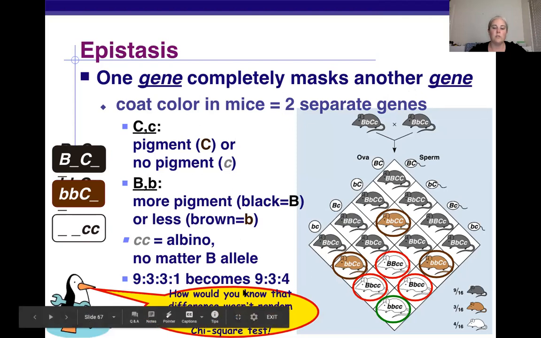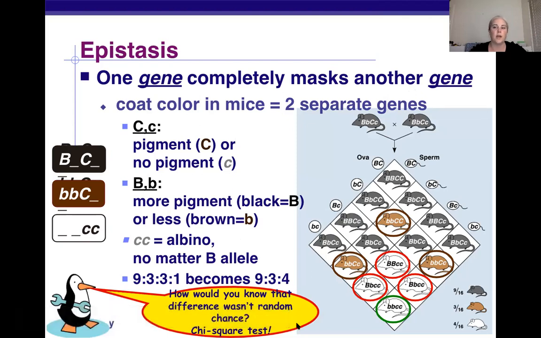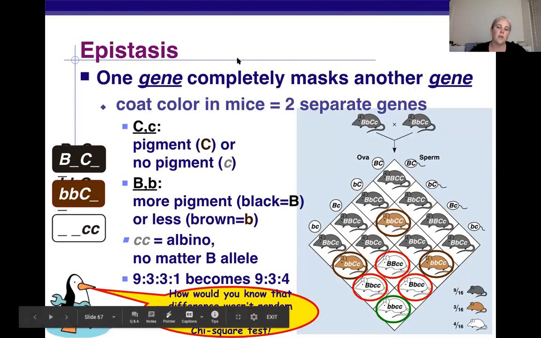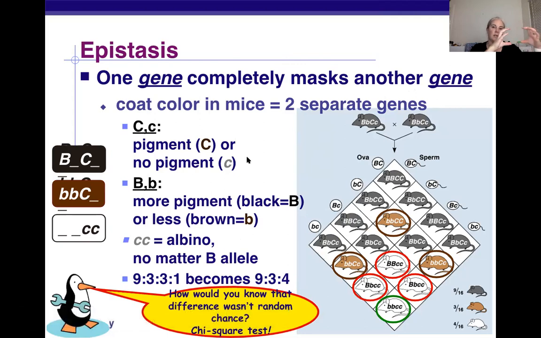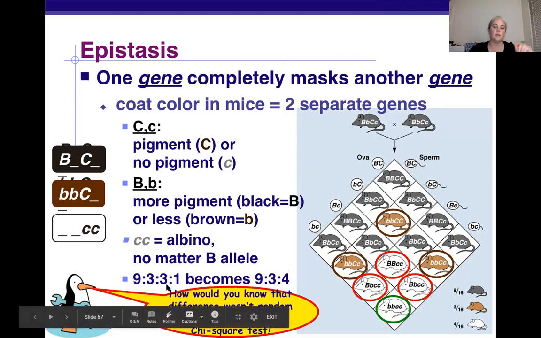And how would you know that this isn't due to random chance? You do a chi-square test. On the AP, they could give you a problem with an epistatic gene, a data table or block of text with numbers in it, with data of parental genotypes, genotypes of offspring, and then phenotypes. The 9 to 3 to 3 to 1 is phenotypes. And then they could ask you to calculate chi-square. You would have to know that for epistasis, it would end up being a 9 to 3 to 4. And you could then calculate based on those 9 out of 16, 3 out of 16, 4 out of 16.